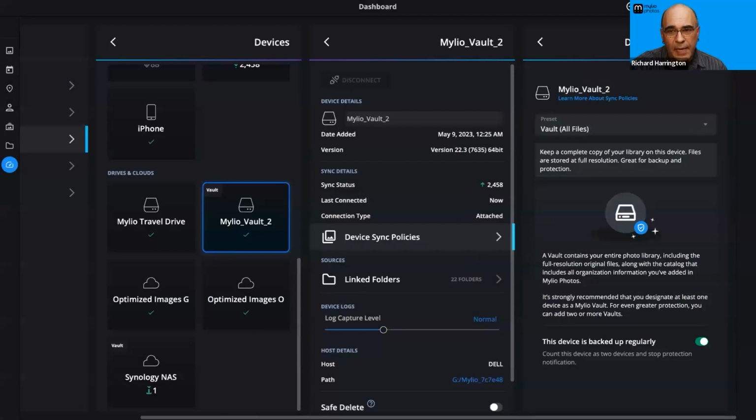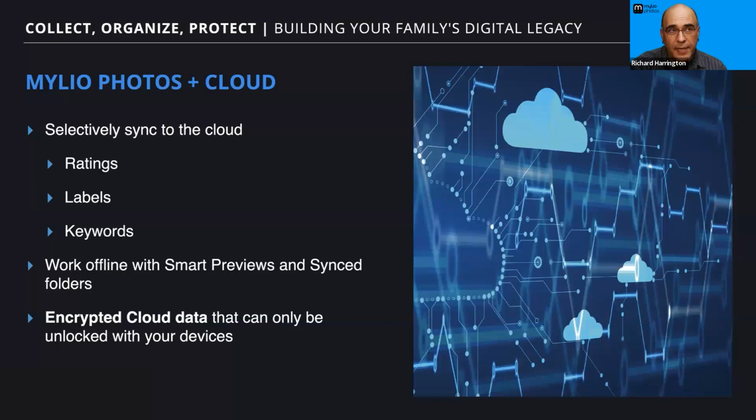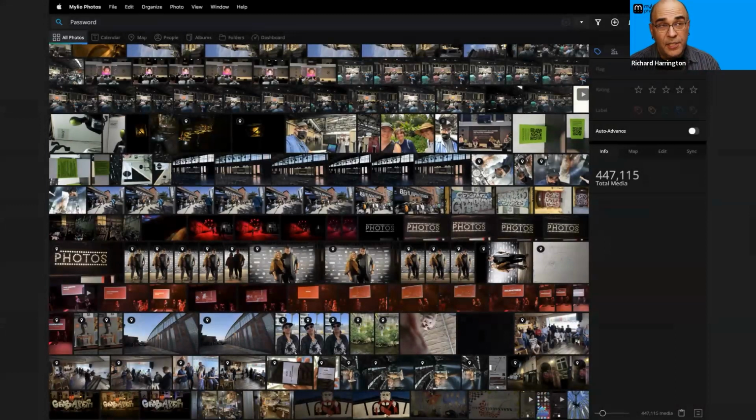You go in and set up a device as a vault. You can have as many vaults as you want. Each vault will automatically back things up. If you do decide to go to the cloud, then you can decide what goes to the cloud. Set rules for rating, label, keywords, category. You decide. And I suggest you do this because computers are really good at finding information.